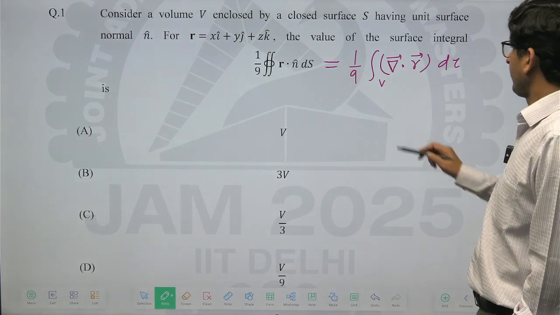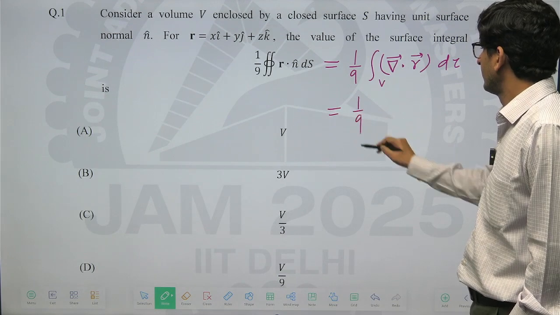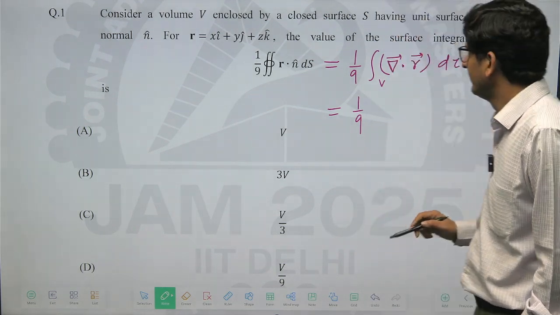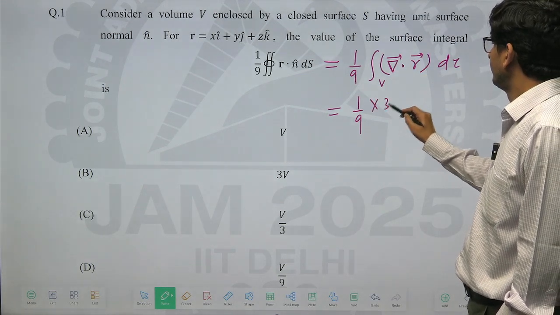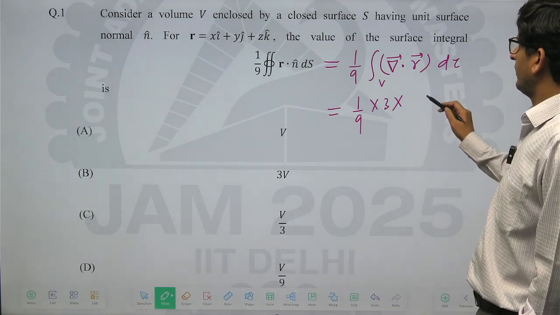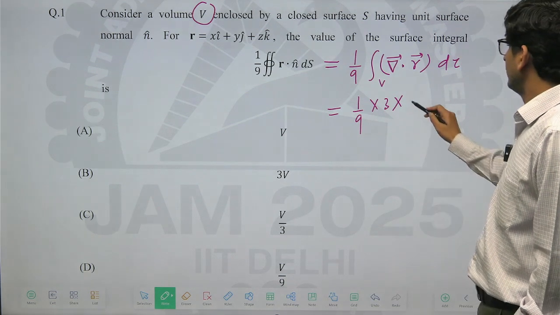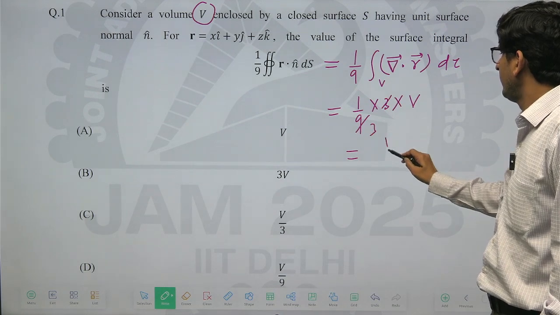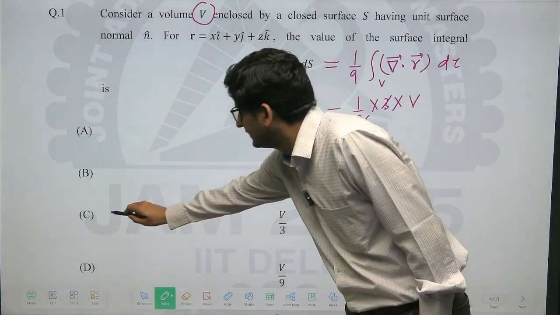So this will become 1 by 9, and divergence of r vector, its value will be 3, and integral d tau will give you the volume which is already given, V. So this volume is V. So this will become V by 3. So correct option is C.